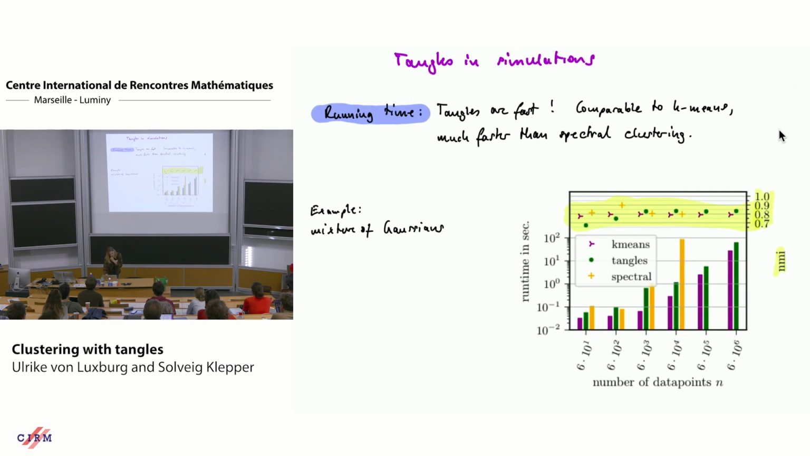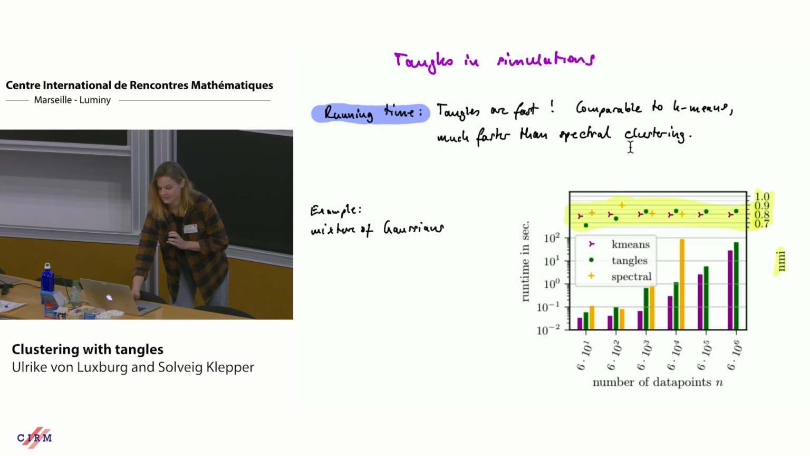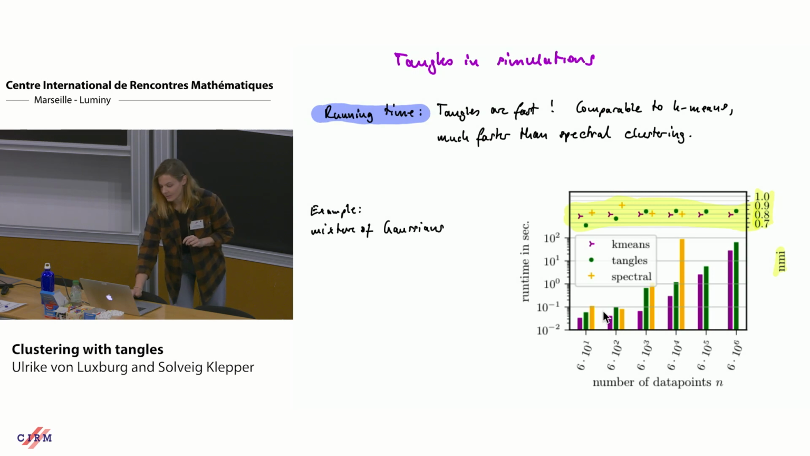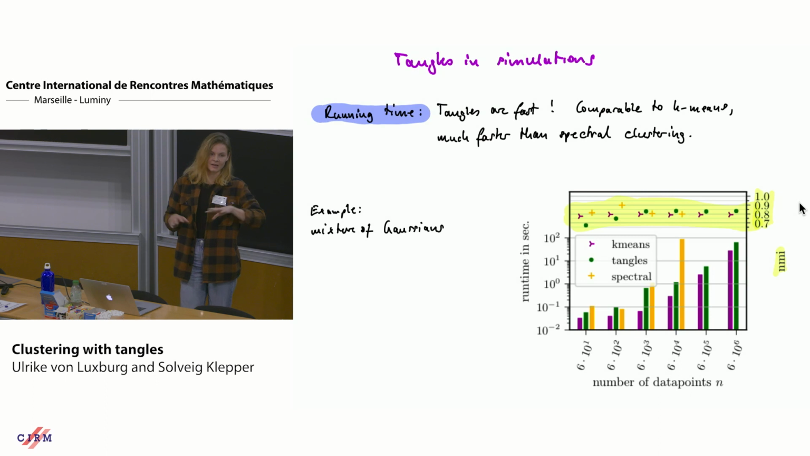Another experiment we made is on a mixture of Gaussians, and we want to see the runtime of tangles, because with many points and many bipartitions, we want to know how it performs. On the bottom is the number of nodes, and we have the runtime in seconds on the y-axis, and we compare to k-means and spectral clustering. The thing we want to notice is that it's relatively fast. I think we're comparable to k-means and way faster than spectral clustering. And then what we check on the top is basically a sanity check. We're still comparable to what these algorithms do.